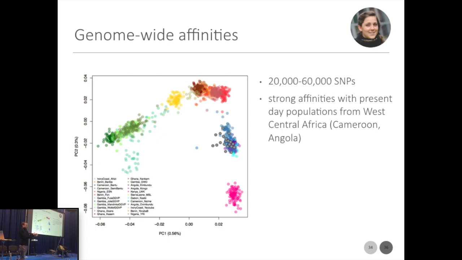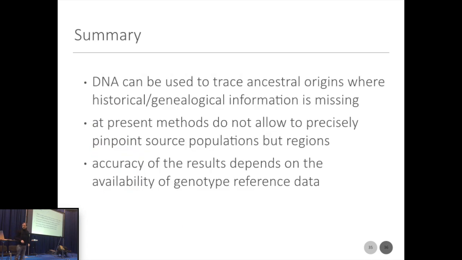So with that, I just conclude my talk. Just to sum up, DNA can be used to trace ancestral origins where historical and genealogical information is missing. But I think it's important to bear in mind that, at least as the reference data sets are at the moment, we're not able to precisely pinpoint those populations, but only to narrow it down to regions, perhaps. And again, it's important to remember that the accuracy of these results depends very much on the available reference data.